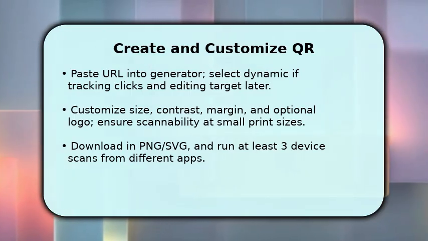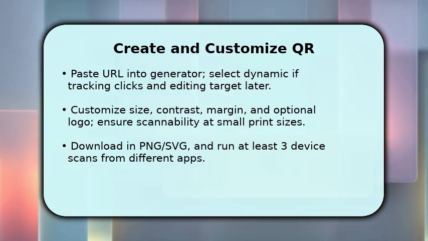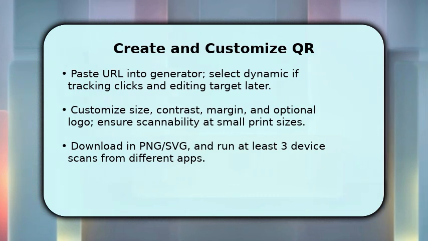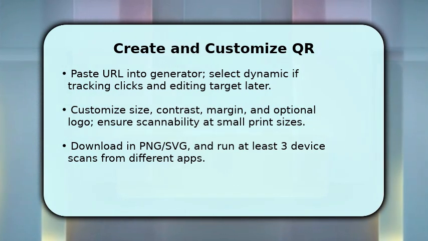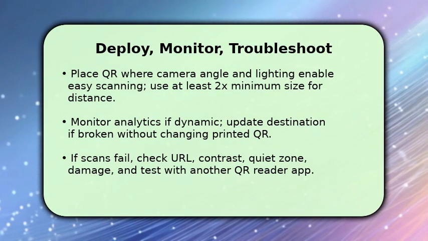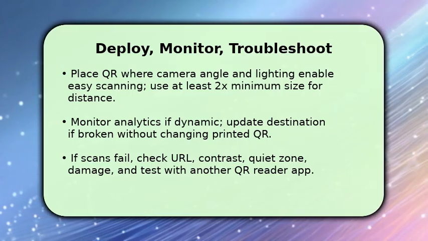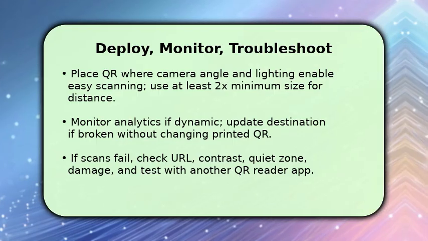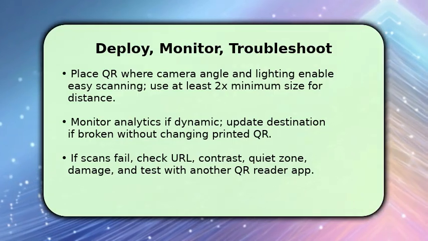Then immediately test on 3 different devices and scan apps to confirm the code opens the intended YouTube content without redirect errors. Finally, deploy your QR in the final medium. Print, slide, or video overlay, position it for clear sight lines, and ensure it's at least twice the minimum readable size for expected scan distance.